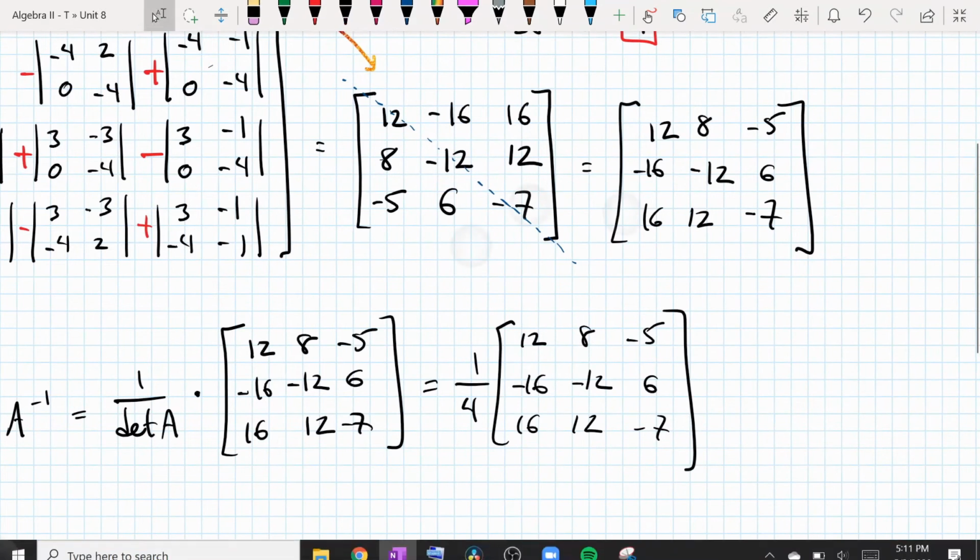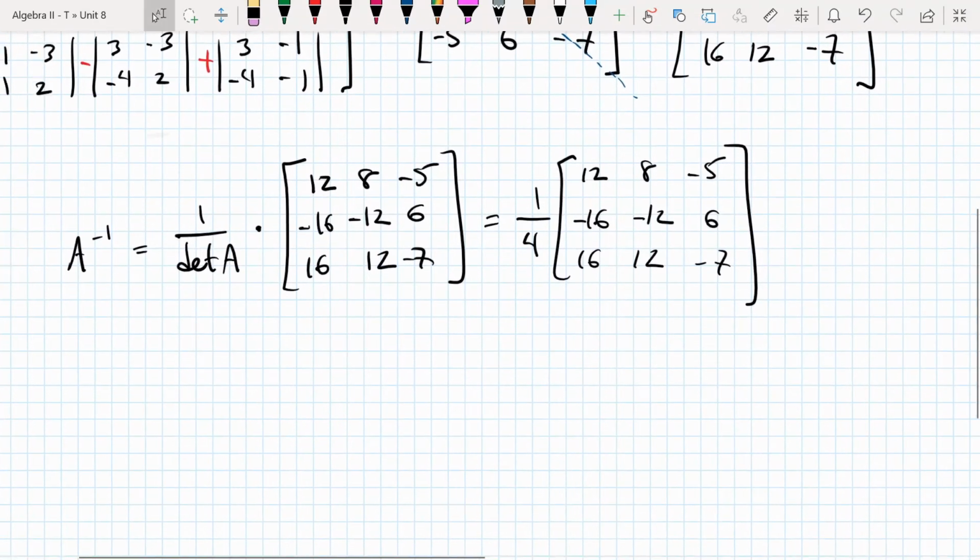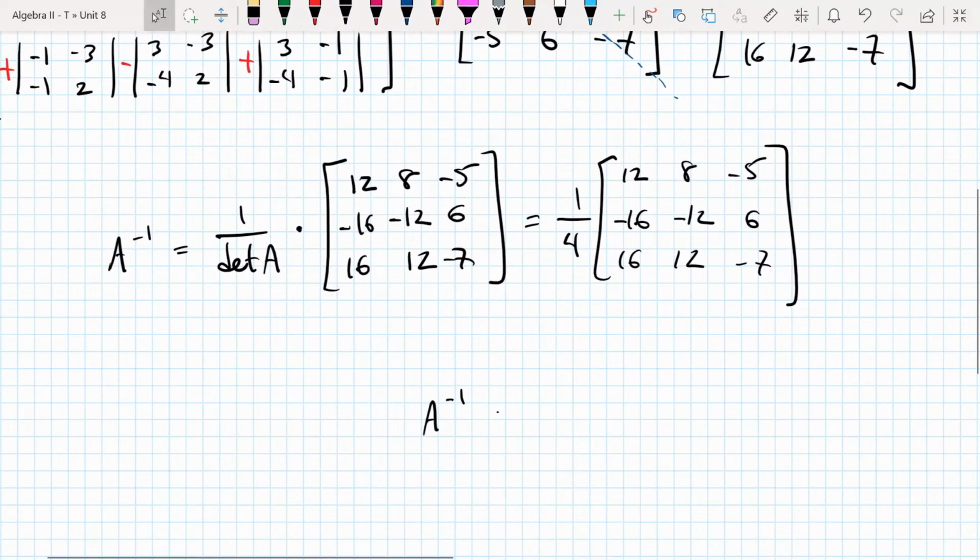Okay, so let's multiply 1/4 through, and I'll write it down here, the inverse of our original matrix is, this will be 3, 2. Remember, if we multiply a matrix by a scalar number on the outside, we just take that scalar and multiply it to each individual element in the matrix. So 3, 2, minus 5 over 4. Negative 4. Negative 3. This is really 6 over 2, which is 3 over 2.